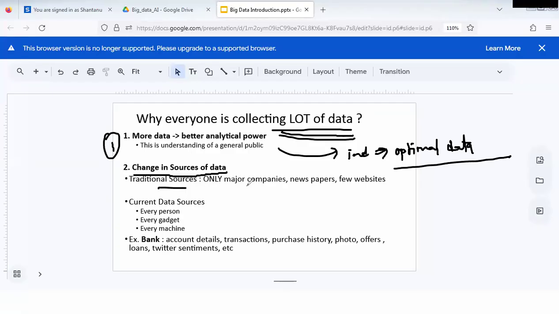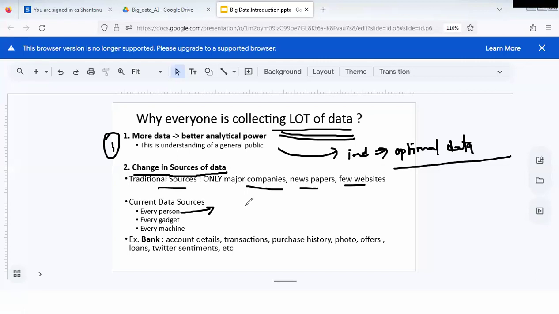What were the traditional sources? Major big companies gave news, newspapers and a few websites. These were the sources of data. Only these were the sources of data: big companies, newspapers, maybe some kind of TV show, or a few websites. But today, the current data sources: every person, every mobile, every system, every AC, every vehicle, everything is generating data. Every gadget, every machine, everything is generating data.